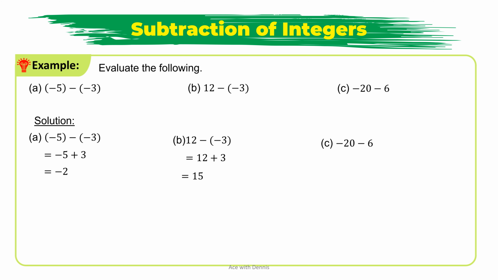For C, -20 minus 6, for this case, we don't have to write anything. We just imagine we start at -20 and we move 6 units to the left, and the answer is -26.